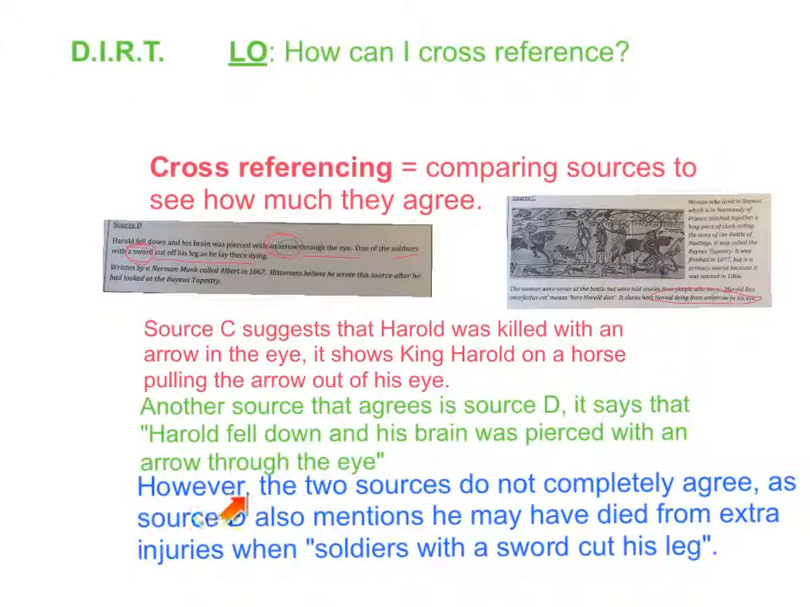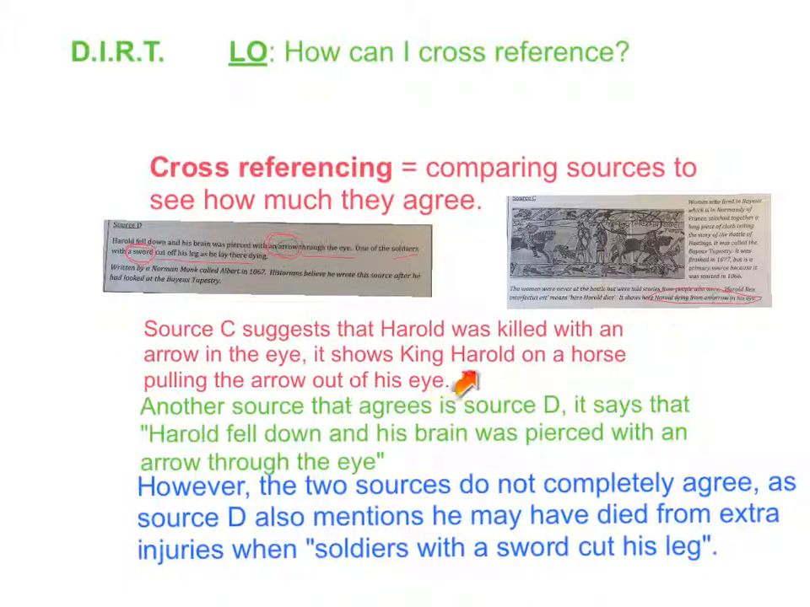So we can add, however, the two sources do not completely agree. And we explain why. Source D also mentions that he may have died from extra injuries when soldiers with a sword cut his leg. So we've now cross-referenced. Remember, cross-referencing is comparing sources to see how much they agree.